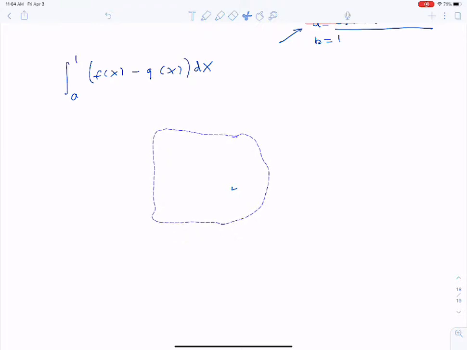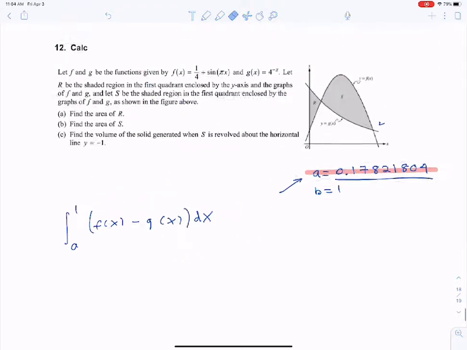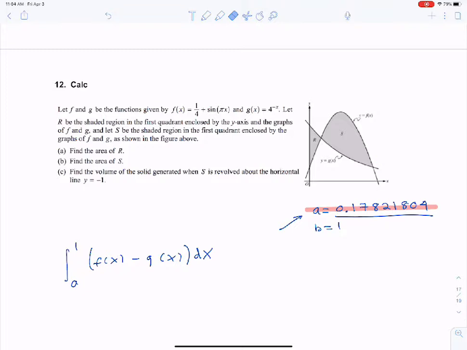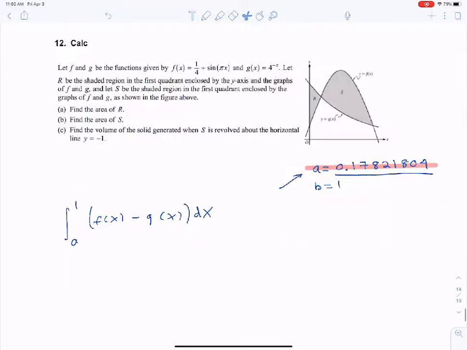Nope. That's not what I wanted. Can I move it? Let's try that one more time. If not, I'll work. No, I can. There we go. Okay.